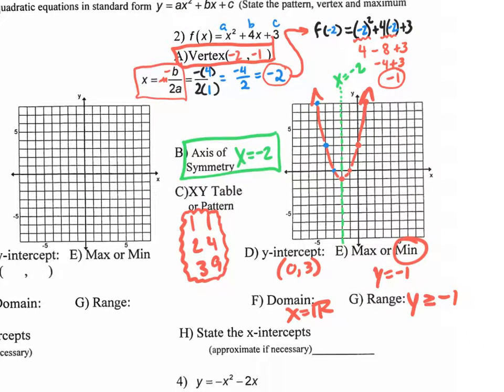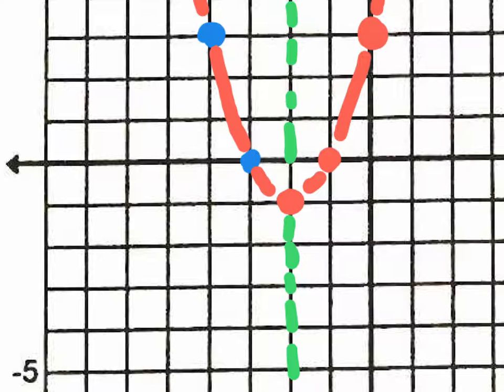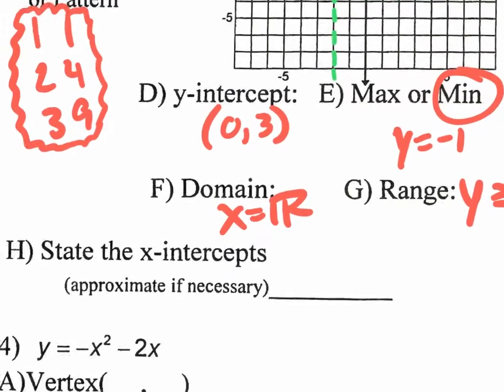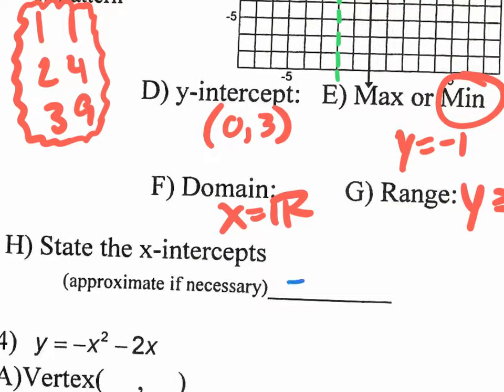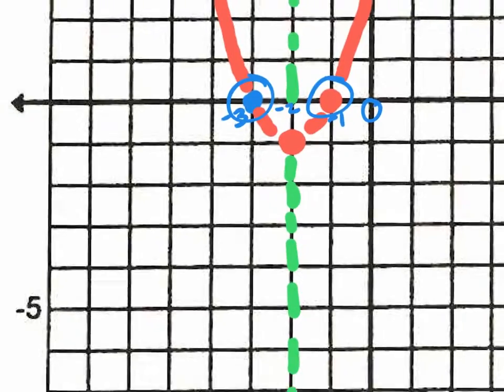State the x-intercepts. Now, ladies and gentlemen, sometimes the x-intercepts are nice values. Like right here, you could visually see where it crosses the x-axis. Right? Here's 0, here's -1, -2, -3. So where does it cross the x-axis? At -1 and -3. So those are the x-intercept values. Okay? -1 and -3.